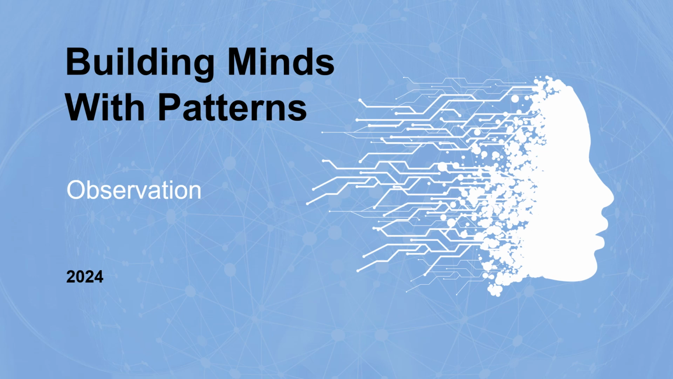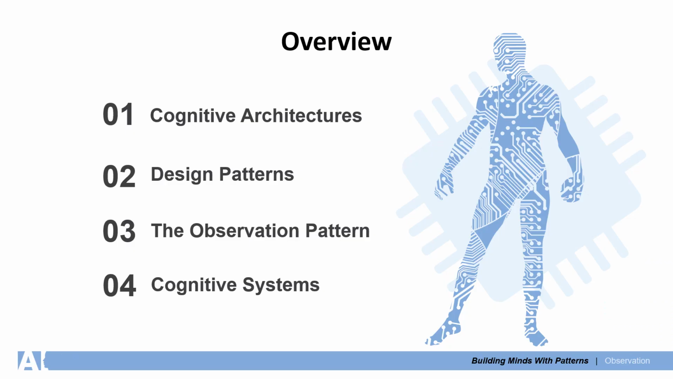This talk in the Building Minds with Patterns series is about the observation pattern. We will briefly highlight the features of a generic cognitive architecture and discuss design patterns for cognitive systems. Then we will delve into the specifics of the observation pattern, and finally we will show how this pattern fits into some existing cognitive systems.